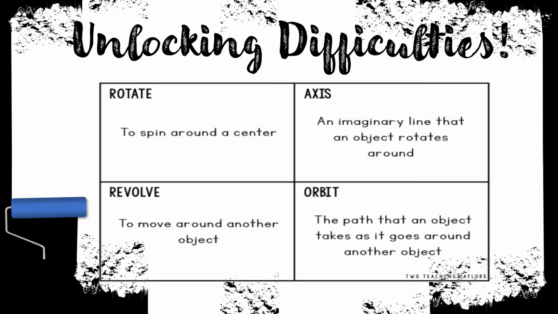We also heard the word axis. So an axis is an imaginary line that an object rotates around. And then we have revolve. So revolve means to move around another object. Orbit. What is an orbit? The path that an object takes as it goes around another object.